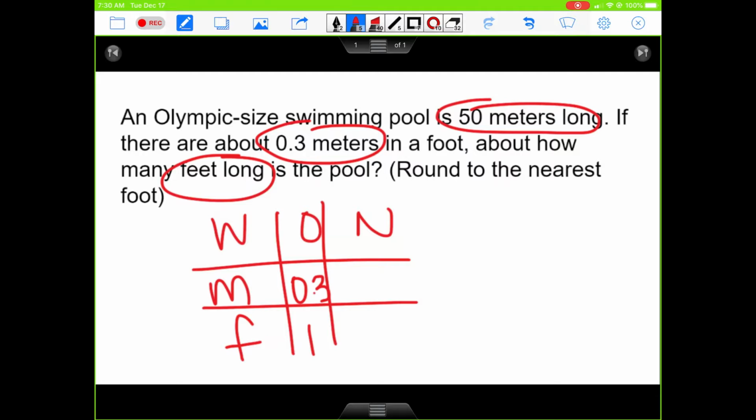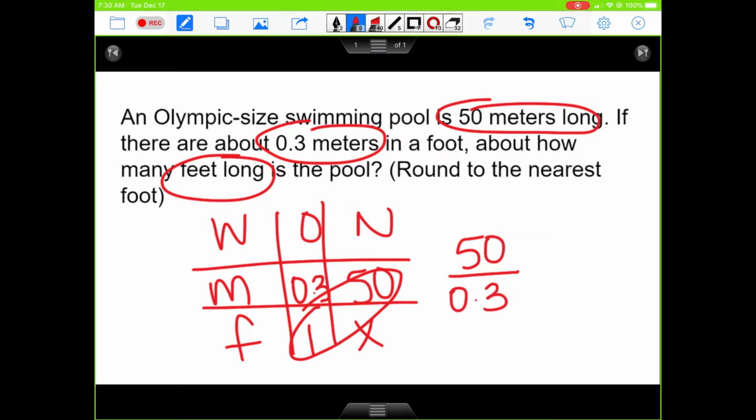In my new column, I'm putting what I need to figure out. So I know I have 50 meters long for the swimming pool, but I don't know how many feet that is. So let's go ahead and solve our proportion. Like always, go ahead and cross multiply. So 1 times 50 is 50. And then divide by 3/10 to give you x. And that's going to give you 166 and 6/10 repeating feet. But if we round that to the nearest foot, that is 167 feet. So whenever you're comparing two things, go ahead and make a one chart, create a proportion, cross multiply, and divide.